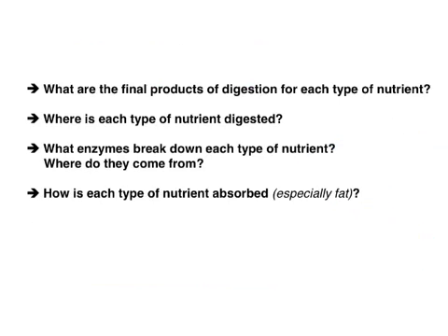So here's what I want you to know about the nutrients. I want you to be able to tell me what the final products of digestion are, where each nutrient is digested, so where in the digestive tract. I mean, the small intestine, you've got everything being digested in there, but in the mouth you only have carbohydrates and a little bit of fat. In the stomach it's only protein and fat. So where does digestion happen?